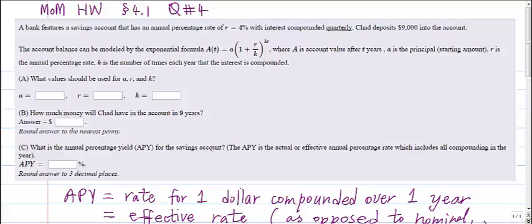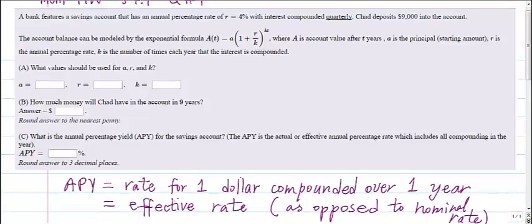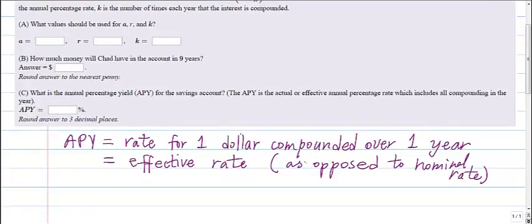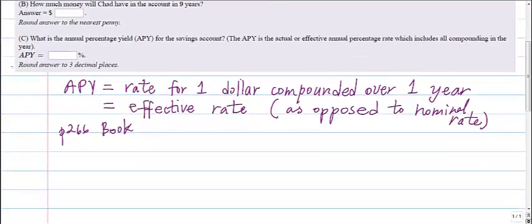Okay, so the annual percentage yield is the rate for $1 compounded over 1 year. It's known as the effective rate. If you look in your book on page 266, it talks about the effective rate versus the nominal rate. So the annual percentage yield is the effective rate. It's not the nominal rate. So how do you calculate the annual percentage yield?